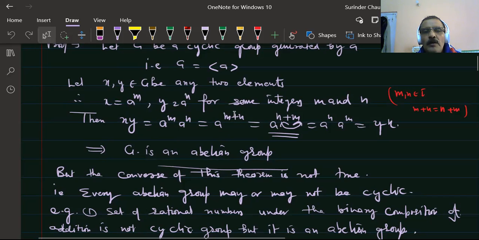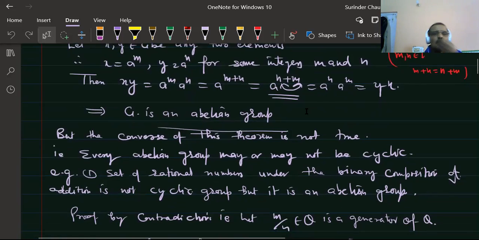Now the powers m and n are integers, and integers commute, so m plus n equals n plus m. We can write a power n into a power m, now with the indices in the reverse order. So a power m into a power n equals a power n into a power m, that is, y into x. So xy belongs to G, and we have proved that xy is equal to yx, which implies G is abelian.